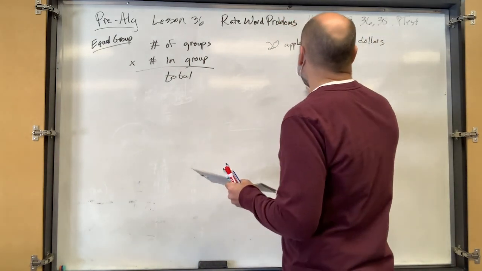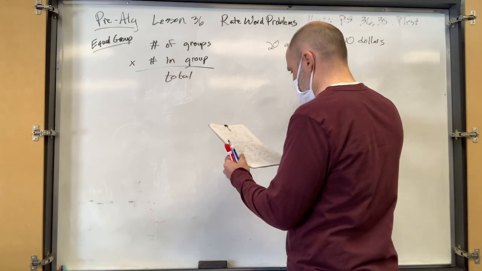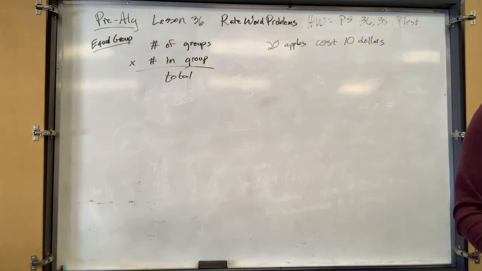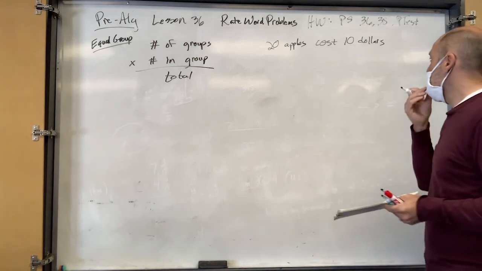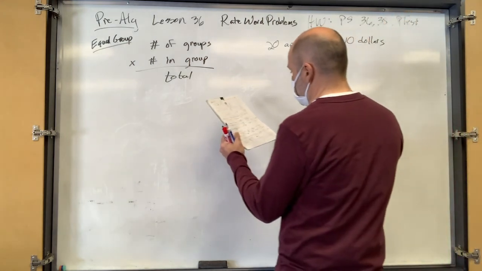But you could convert this into an equal group thing. So 50 cents per apple, and you buy 3 apples, then that's 3 times 50 cents. So it's $1.50, right? Okay? So you could convert it like that, or you could just create a rate.